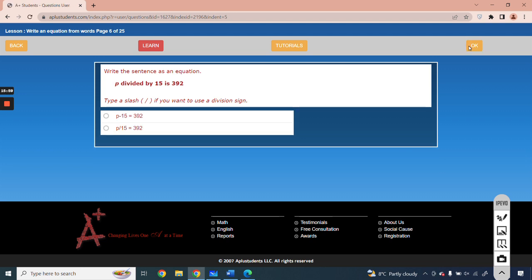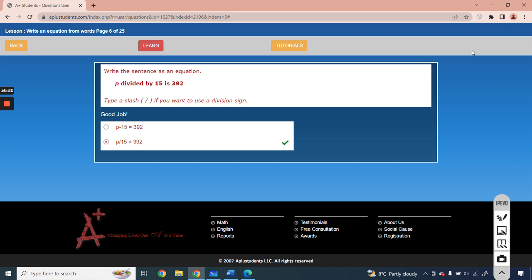Okay, write the sentence as an equation. P divided by 15 is 392. Which option is the correct one? Option number 1 or option number 2? Very good. That would be option number 2. Divided by, P slash 15 equals 392. Just select the correct option and click on the OK button.